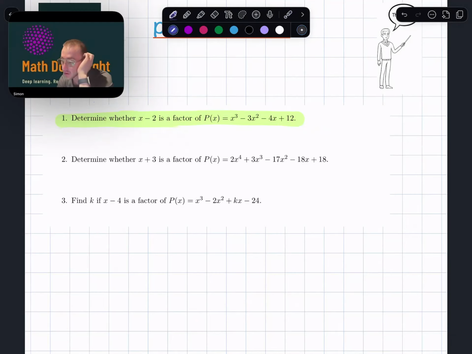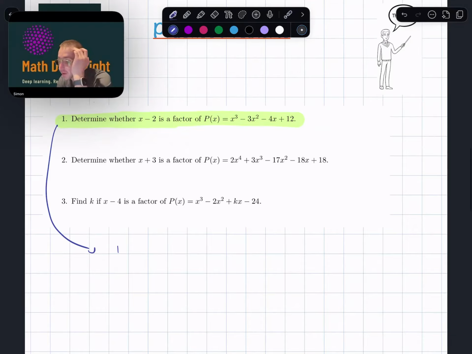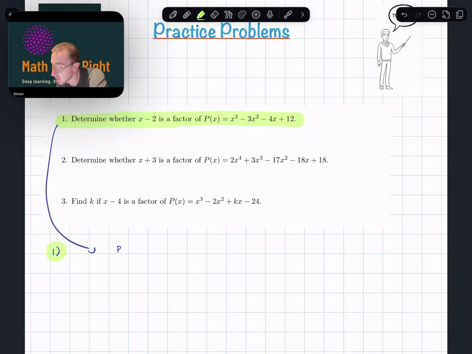But suppose we think that 2 is a factor of the polynomial. So this is 1. We have p of x is x cubed minus 3x squared minus 4x plus 12. If we think that x minus 2 is a factor of this, and we want to check it, we're going to compute p of 2. It's x minus a, we plug in the a. It's the value of x that makes the factor 0.